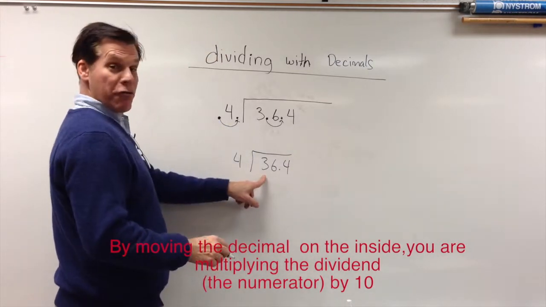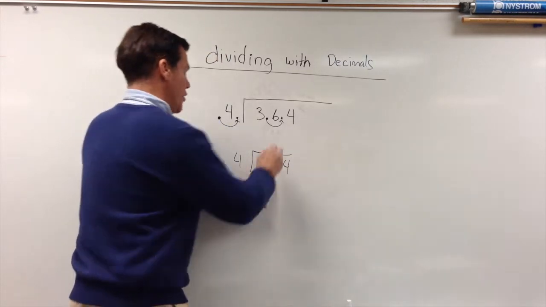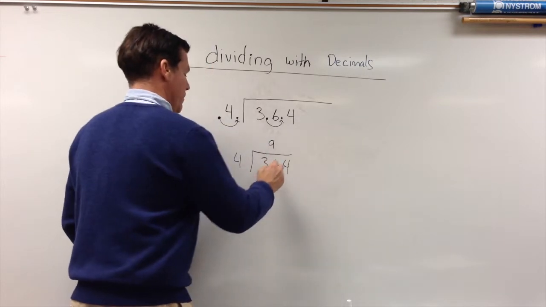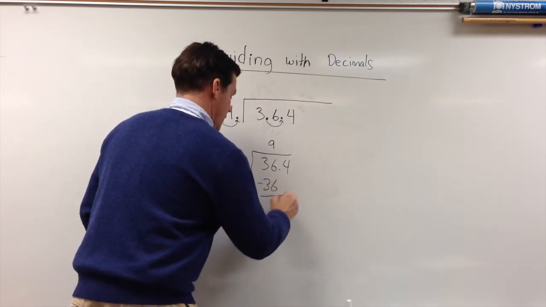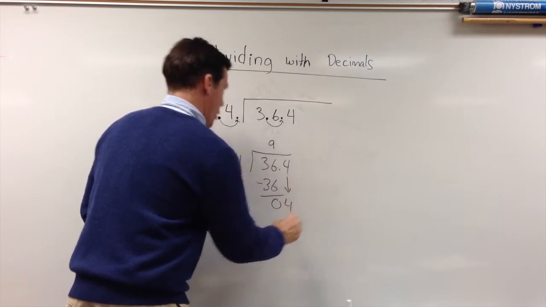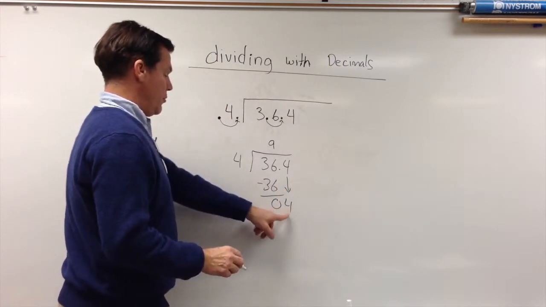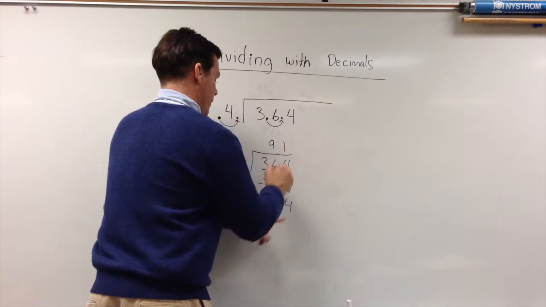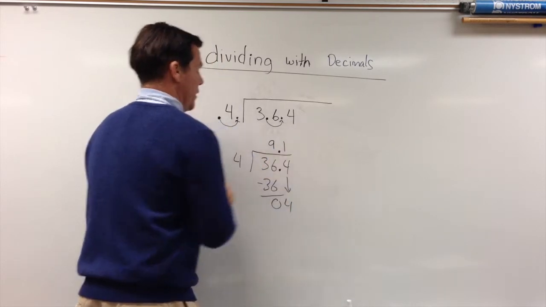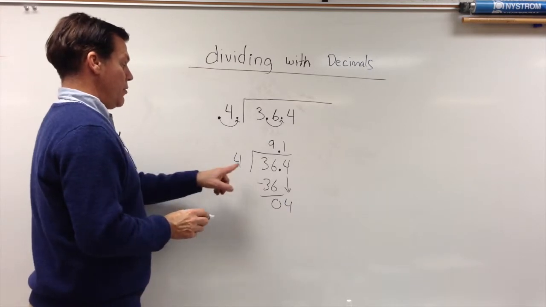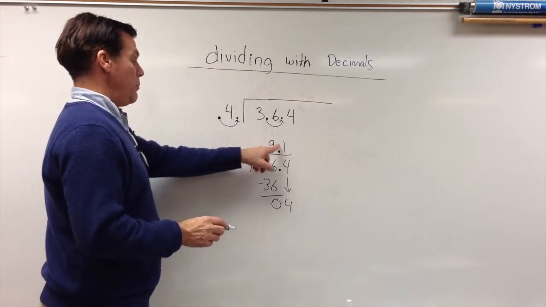4 does not go into 3. 4 goes into 36 9 times. 9 times 4 is 36. Bring down the 4. 4 goes into 4 one time. And of course, I can't forget to line up my decimal. So my answer is going to be 9.1.